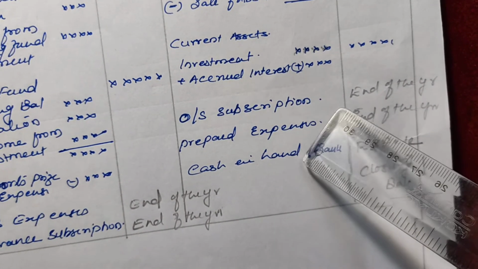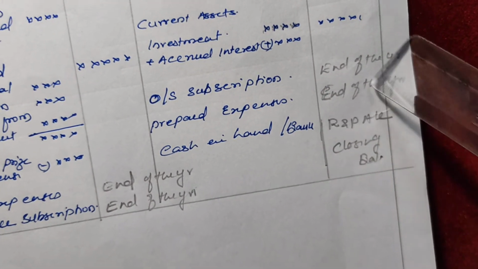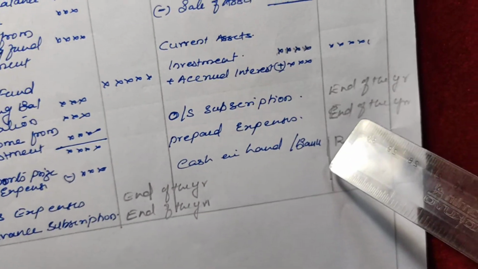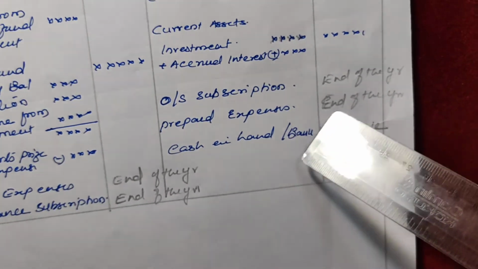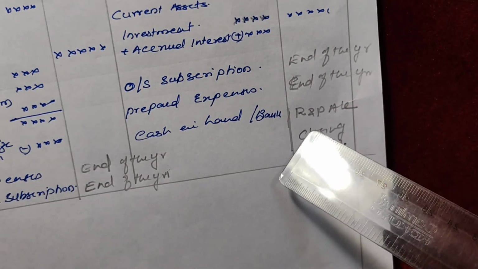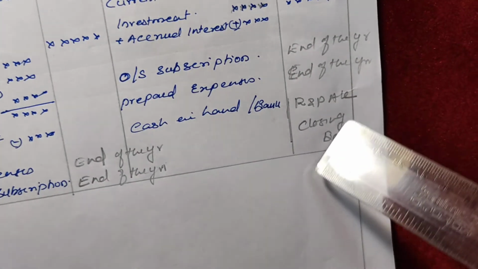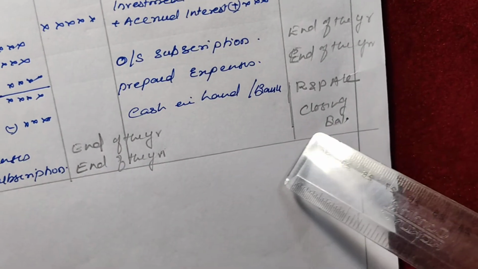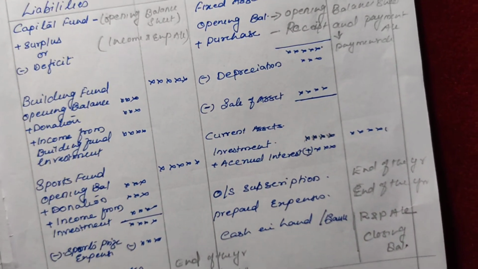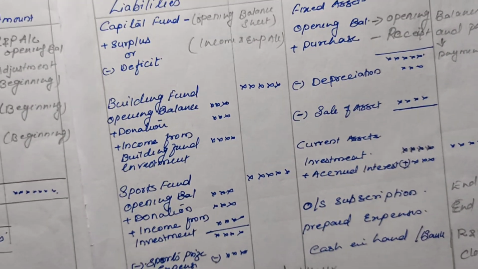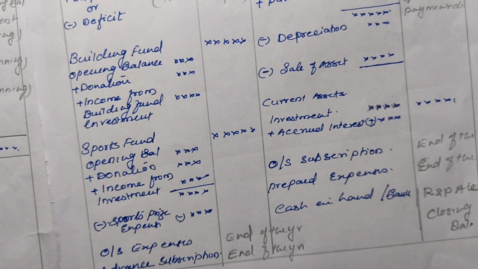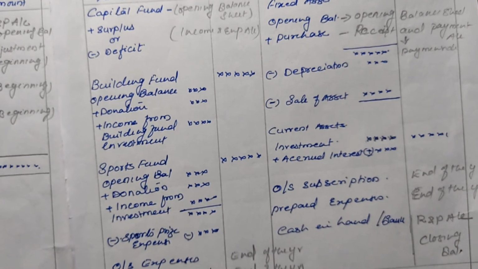Outstanding subscription is an asset, and we will record here the figure at the end of the year. This will be given to you in the adjustments. Prepaid expenses also are an asset, they also will be recorded on the asset side, and the end of the year figure will be recorded. Then cash in hand and cash at bank, and that is the closing balance. Okay, the closing balance of the receipt and payment account will be recorded in the closing balance sheet. So on the asset side you have to write fixed assets, current assets, outstanding subscription, prepaid expenses, and cash in hand and cash at bank in the closing balance sheet.